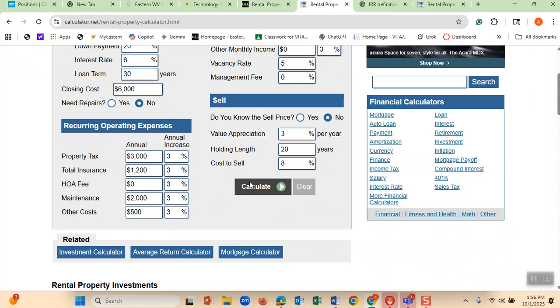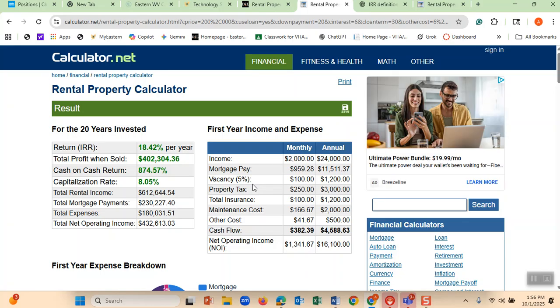Therefore, I want you to look at those numbers. If you do not know, you may just use ChatGPT, it will tell you. Therefore, here, when you rent it out based on the estimate, you will get $612,000 in rent, but you have a mortgage payment of $230,000. And then you have other expenses like taxes, insurance, and all of them. And you will have a net operating income of $432,000.